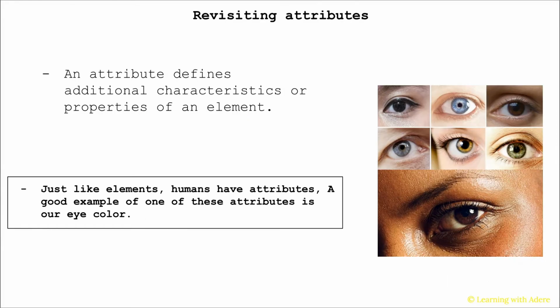Since we didn't really talk about it, let's talk about what an attribute is. An attribute defines additional characteristics or properties of an element. Just like elements, humans also have attributes. A good example of one of our attributes is our eye color.